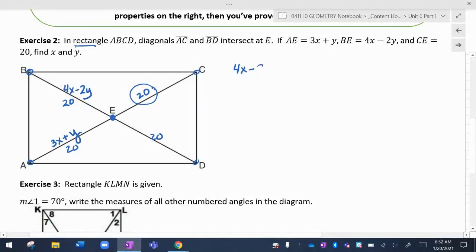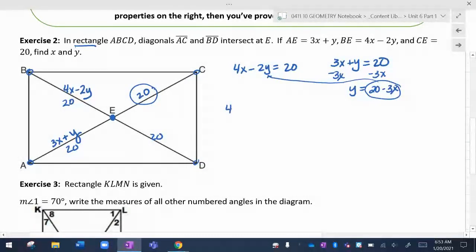I know that 4x minus 2y equals 20. I know that 3x plus y equals 20. And then I realize I have x's and y's, so I really need to be able to solve a system of equations. I think in this case, I'm going to do substitution. I'm going to get this thing in y equals form. So I have y equals 20 minus 3x. I'm going to put that in here for y. So I have 4x minus 2 times 20 minus 3x equals 20.